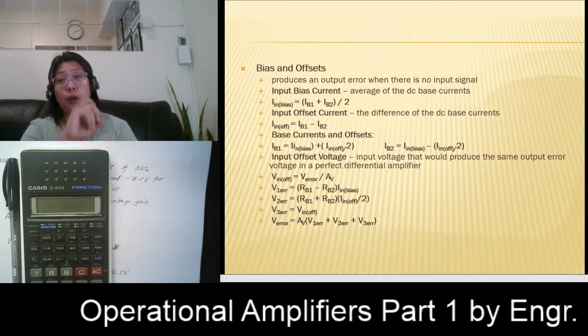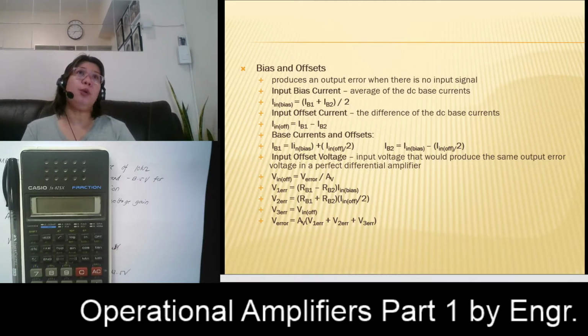So in our table a while ago, for the 741, it is included. It has values of 80 nanoamperes, 20 nanoamperes, and 2 millivolts respectively. So once, for example, it is mentioned in the problem that it is a 741 op amp, you have to know those specific values because they are standard values for a 741 operational amplifier. Now, your total error voltage will be dependent on these three, multiplied by your voltage gain.